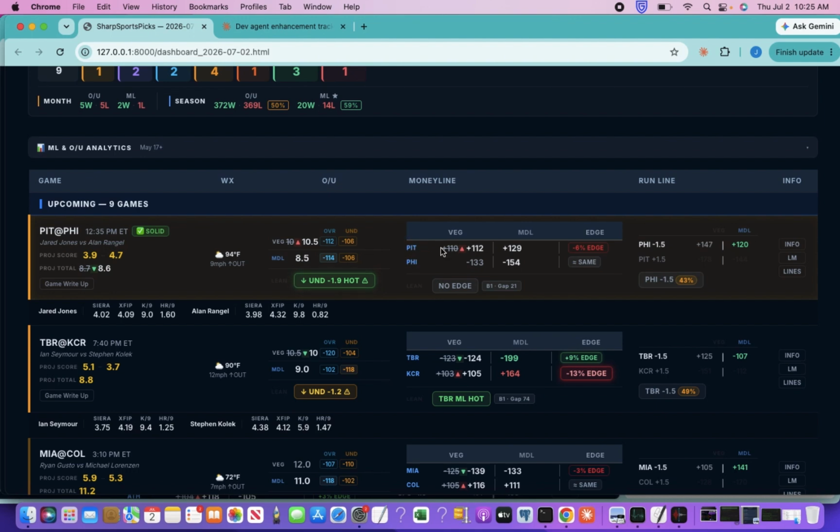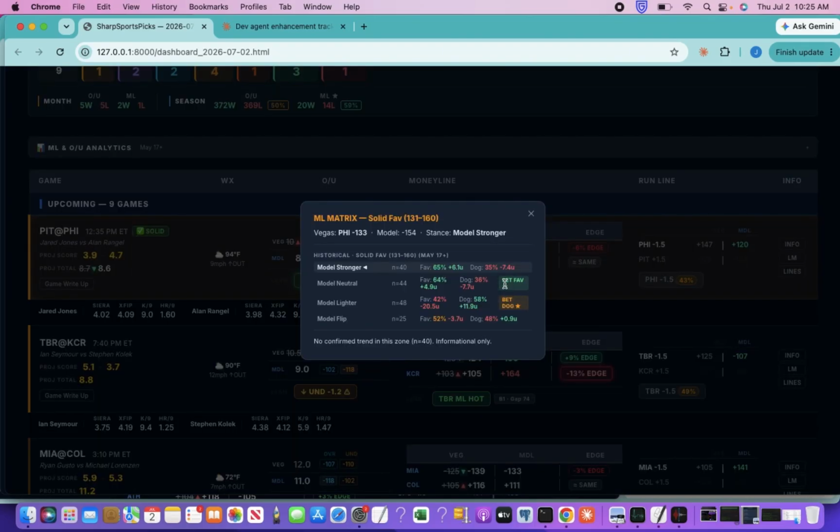But so you can, let's just take this game. All right, like I said, we're heavier on the Phillies than Vegas is, not by too much, but we just have them a little more of a favorite. So if you click here, okay, the model's stronger, and when it's in these situations, we're actually up 6 units. So that's a solid play in my book, just based off of that.